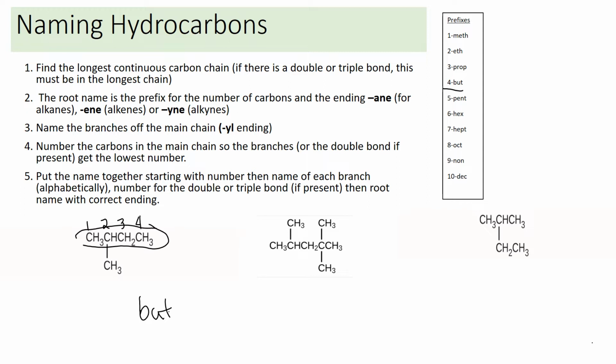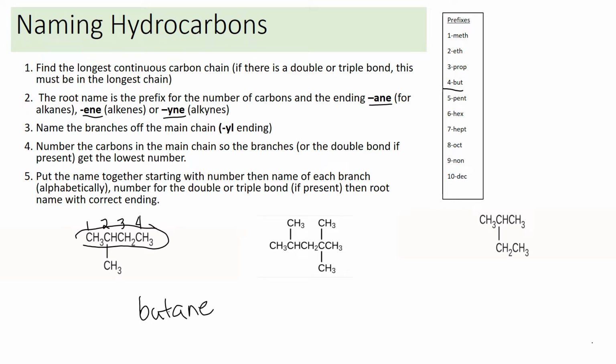And the ending is -ane if you have single bonds, -ene if you have double bonds, and -yne if you have triple bonds. So in this case, we have single bonds, so butane is our root name.